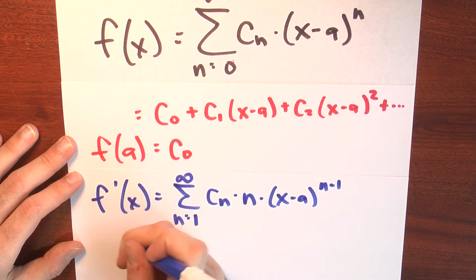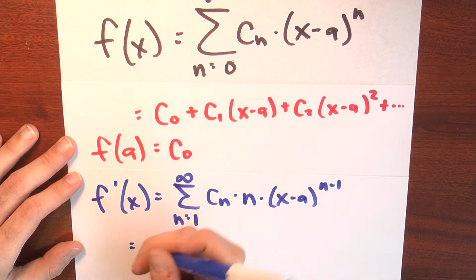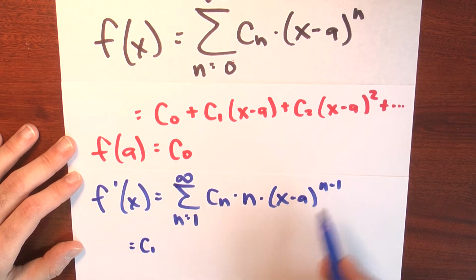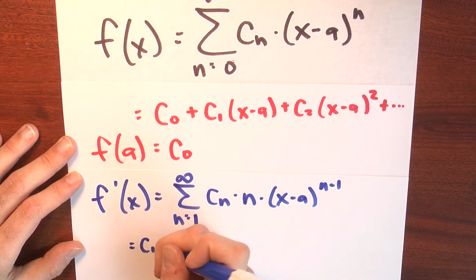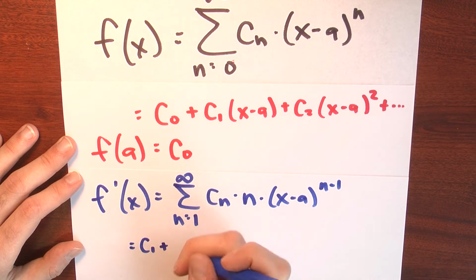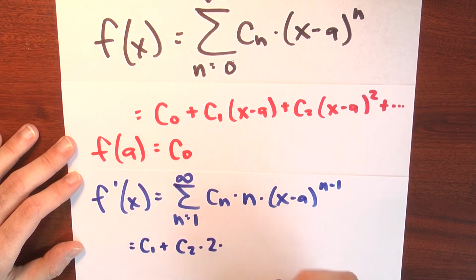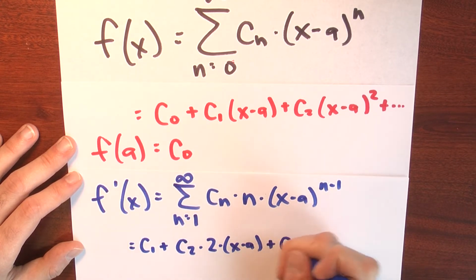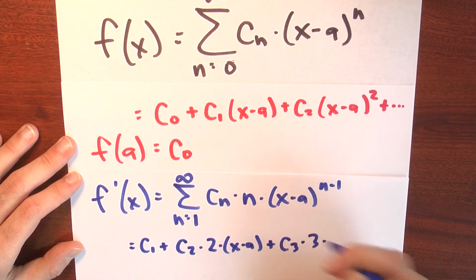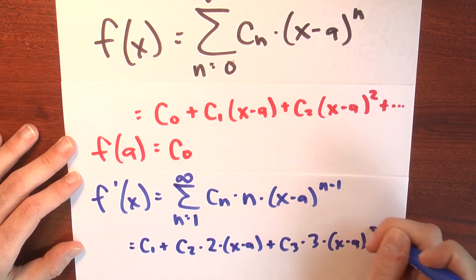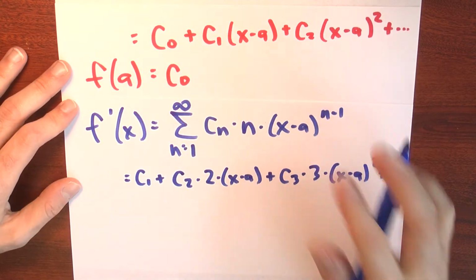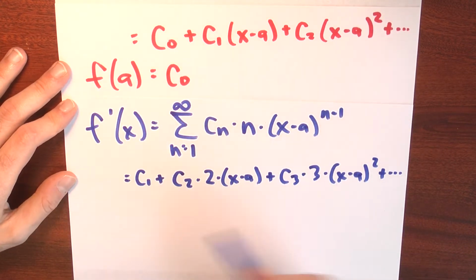Okay, let me write down the first few terms here. Let's plug in n equals 1. I get just c sub 1 times x minus a to the 0th power, so that's just c sub 1. Plus, when I plug in n equals 2, I get c sub 2 times x minus a to the first power. When I plug in n equals 3, I get c sub 3 times x minus a squared, and then it keeps on going.